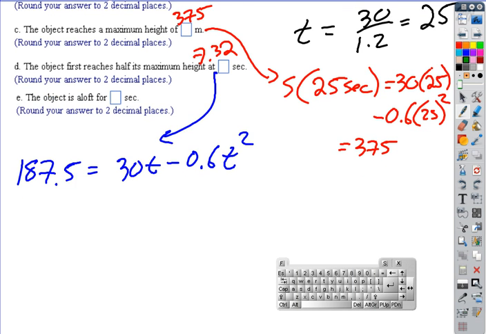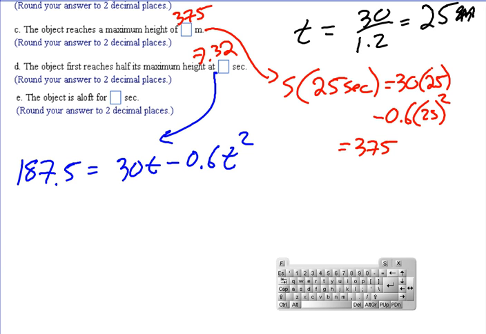This last one. The object is aloft for how many seconds? Well, when is it on the ground? It's on the ground when it's first fired and when it comes down, right? So when it's on the ground, what's the height? 0, right? So we're just finding the zeros of the position function. So we would just set 0 equal to 30t minus 0.6t squared. That's a pretty easy one to solve.